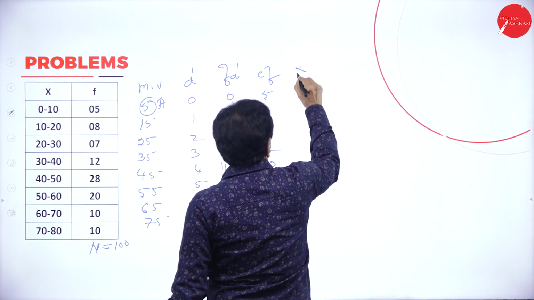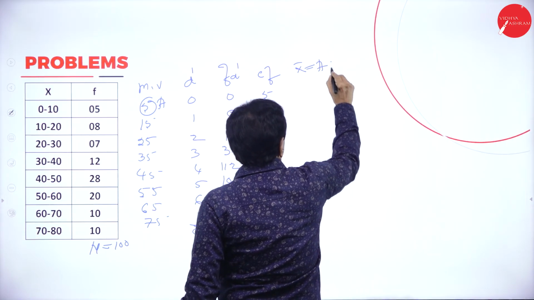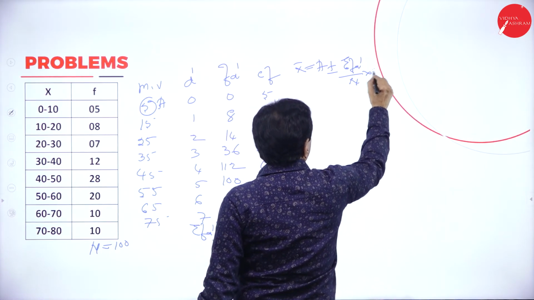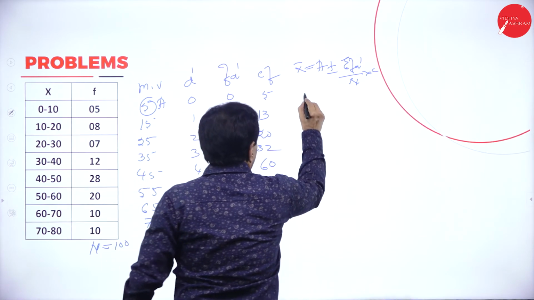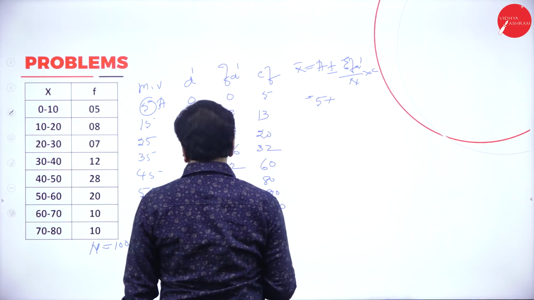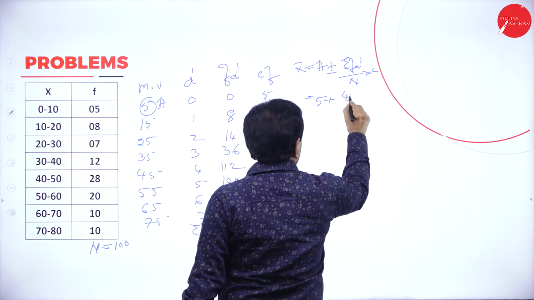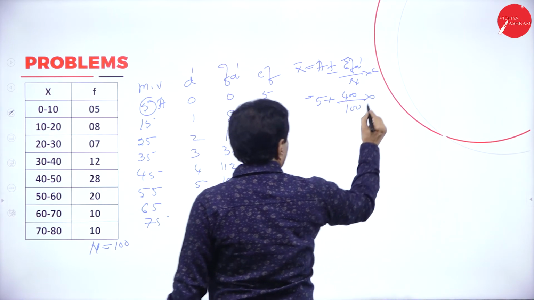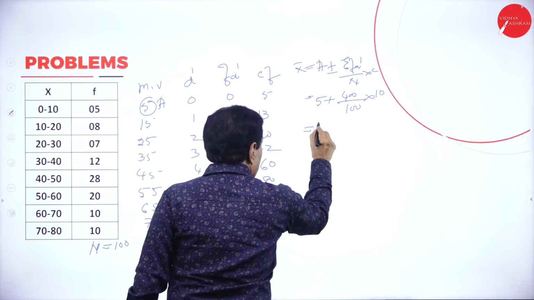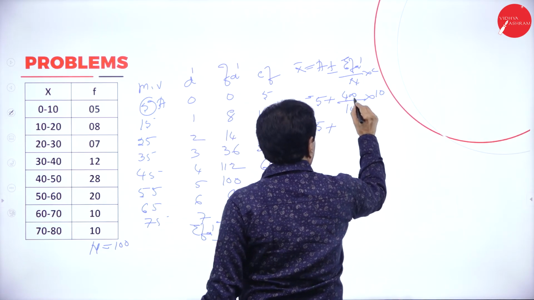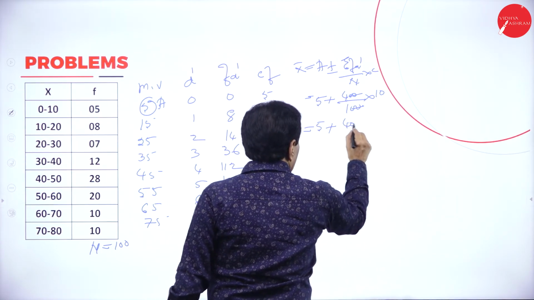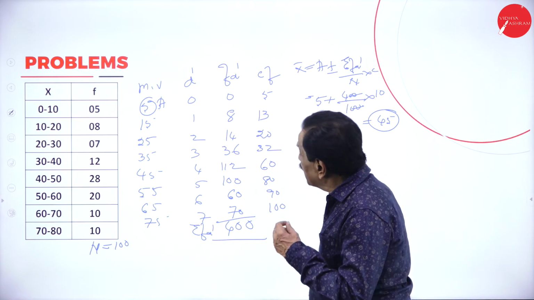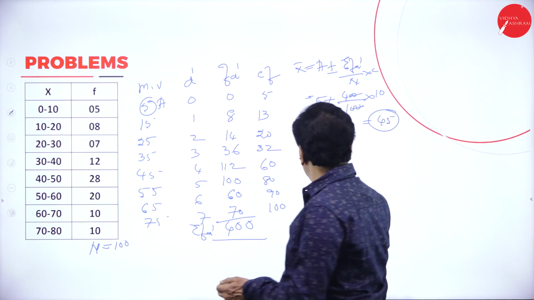Mean is equal to A plus or minus sigma fD dash divided by n into C. What's your assumed mean? 5. What's your sigma fD dash? 400. What's your number of frequencies? 100. Into your class interval is 10. Simplify this. 5 plus, cancel the two 0s, 10 4s are 40. 40 plus 5 is 45. This is your mean.